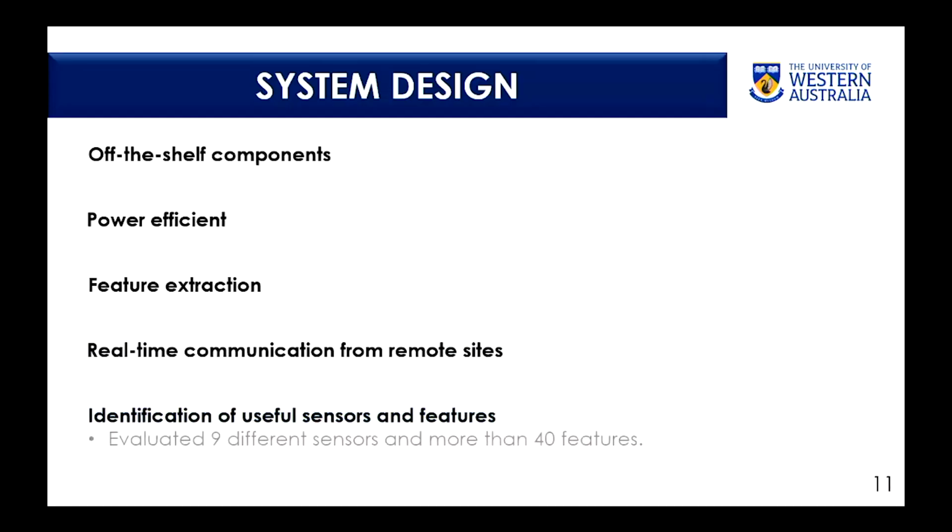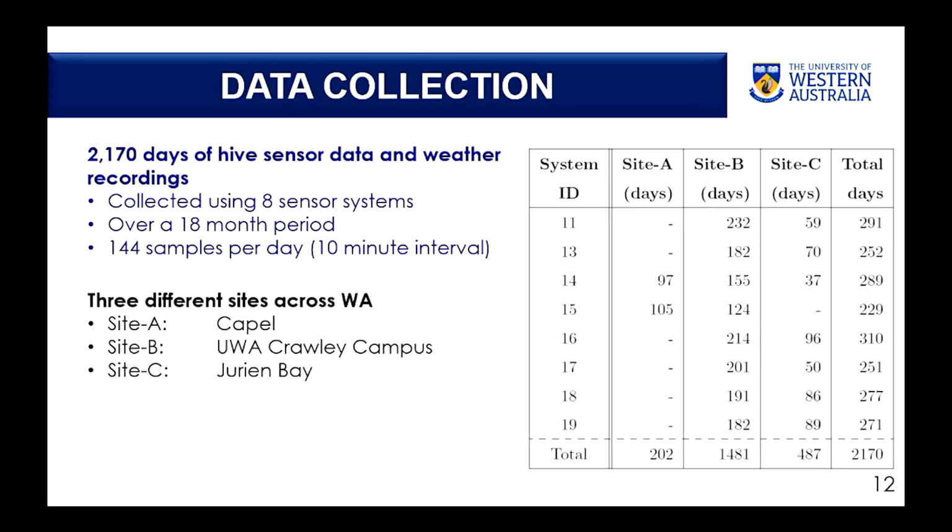And then we evaluated about 9 different sensors during this project and 40 features to see which ones are useful and which ones are not. Just to give you a quick recap of how much data we collected: a total of 2,170 days of data from 3 different sites using 8 sensor systems. This was done over a period of 18 months, and we collected 144 samples per day. That is with an interval of 10 minutes. The sites were Capel, which is towards the south, UWA campus here, and Durian Bay, which is towards the north.